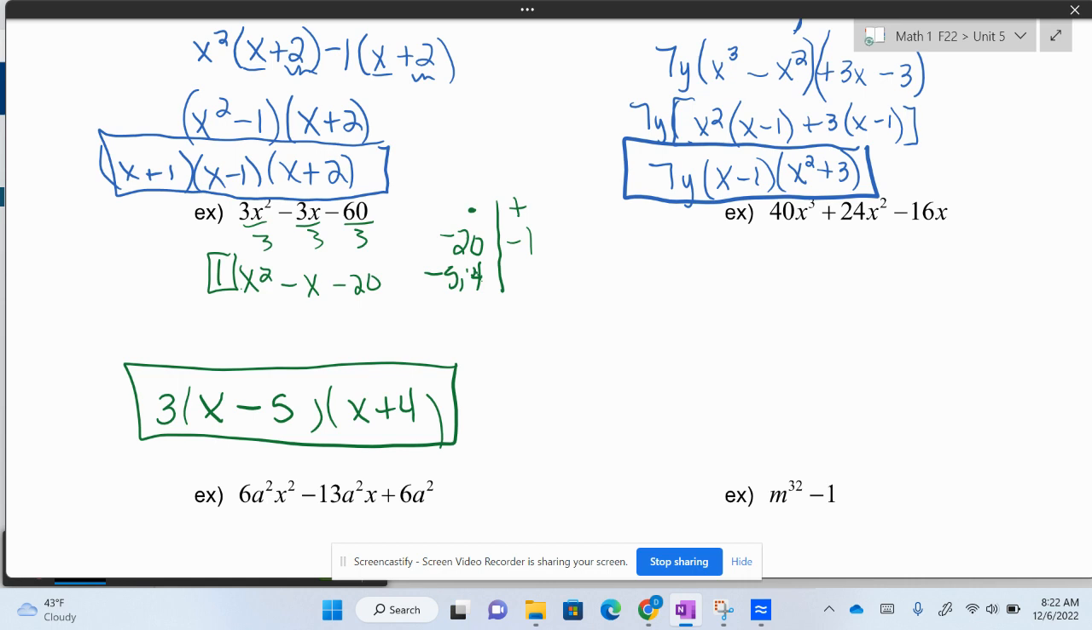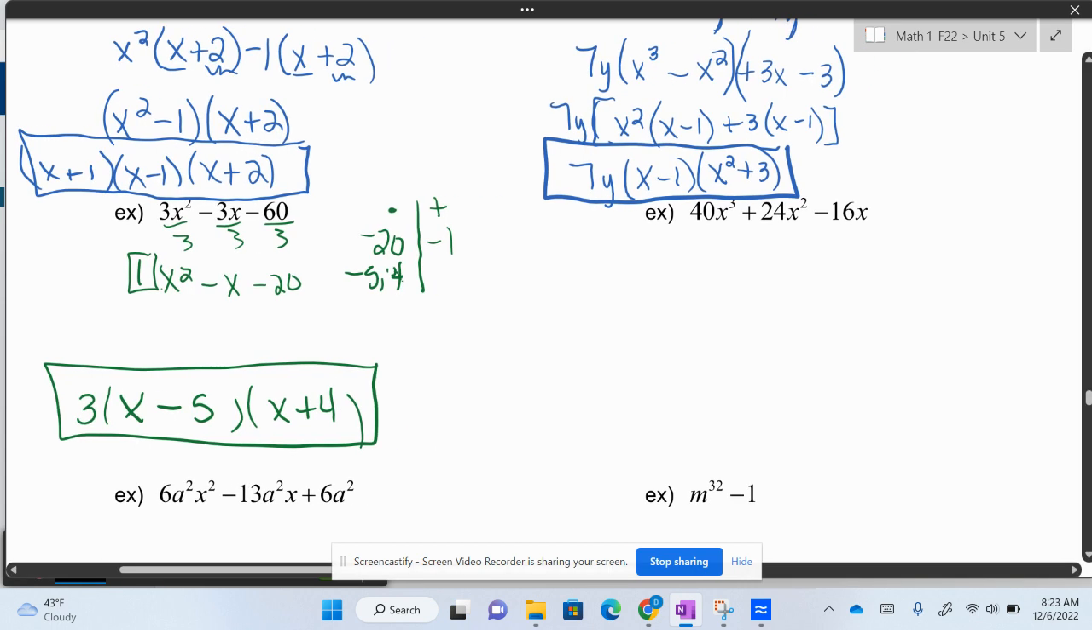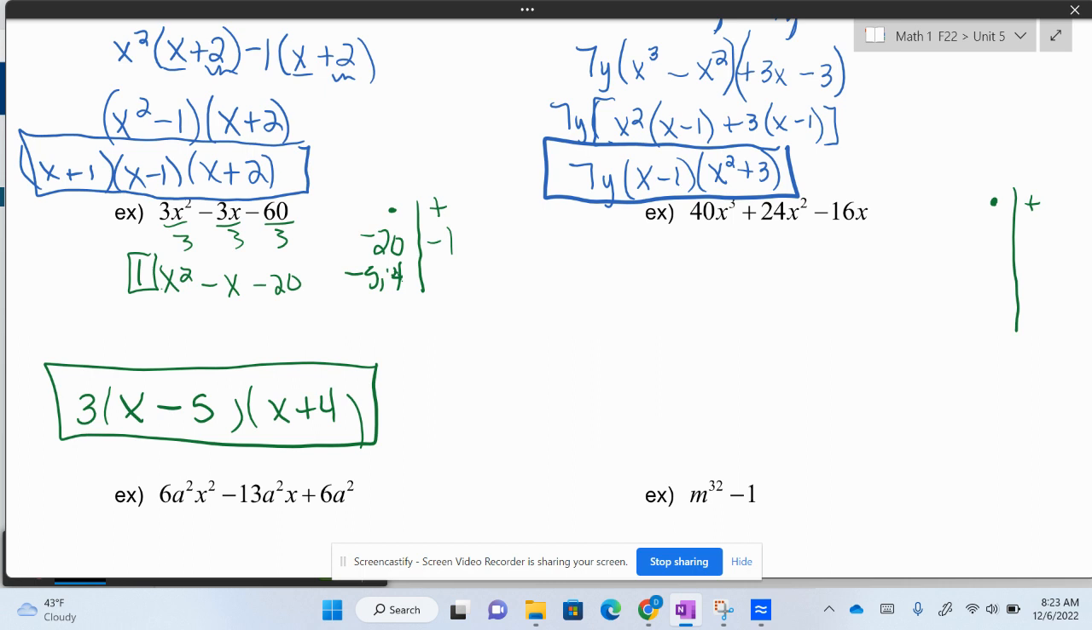That was good. Okay. The next one also has 3 terms, so that means I'm going to definitely have to do a times plus chart. But do I have a GCF? What is it? 8x, yes. Taking out an 8x. So I'm going to write that 8x down here so I don't forget about it. When I take out an 8x, let's see, 40 divided by 8 is 5x squared. 24 divided by 8 is 3x. And negative 16 divided by 8 is negative 2, because those x's cancel.